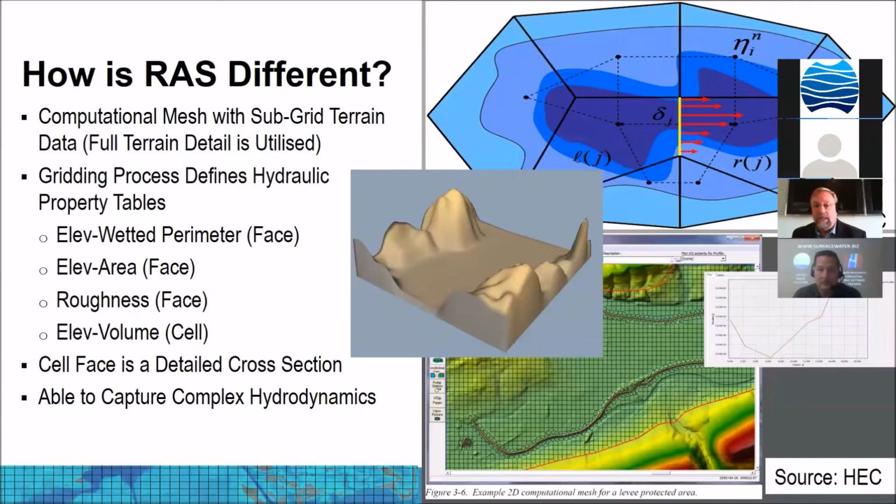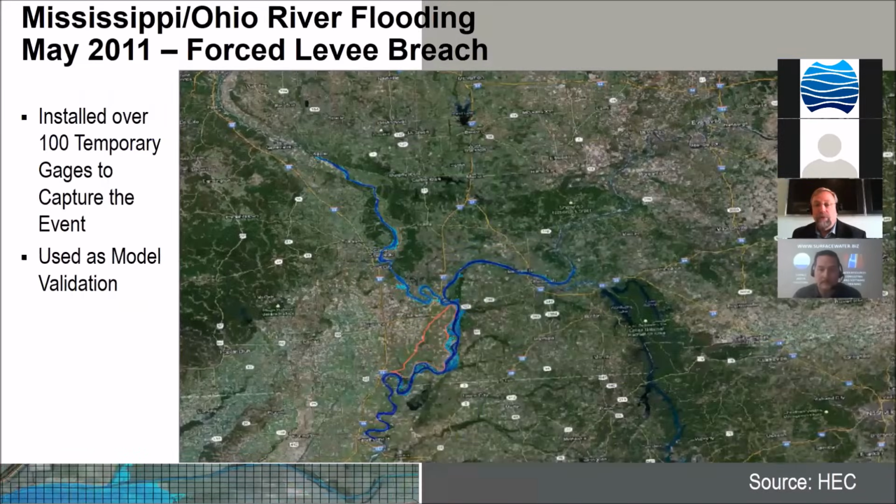The water would have to get deep enough in that cell for it to know that it can interact with those adjoining sides. And that's a unique difference compared to other two-dimensional models. Obviously the more accurate your terrain is, the more of that detail it's going to capture. So if we go to the next slide, we'll show you an example.